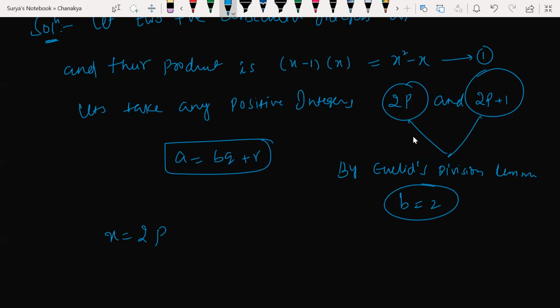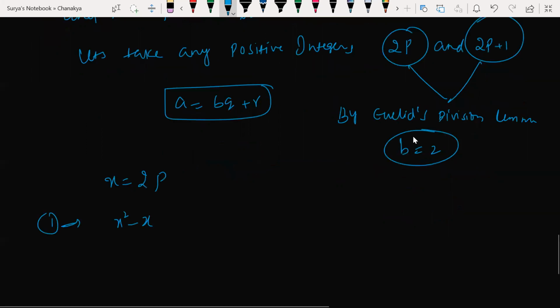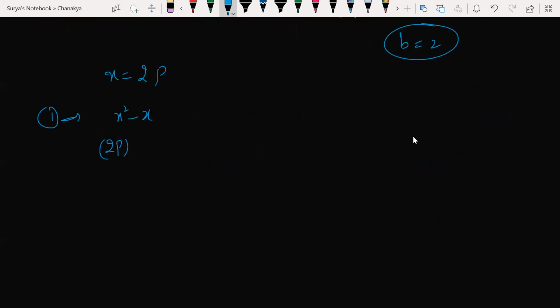Let us consider this equation number 1. From equation number 1, x square minus x. If I substitute here now, 2p square minus 2p. Okay, 2p square means 4p square minus 2p. Sir, how can it become 4p? Sorry, not 4p, 2p only. My bad. Correct? So can we take 2p common?